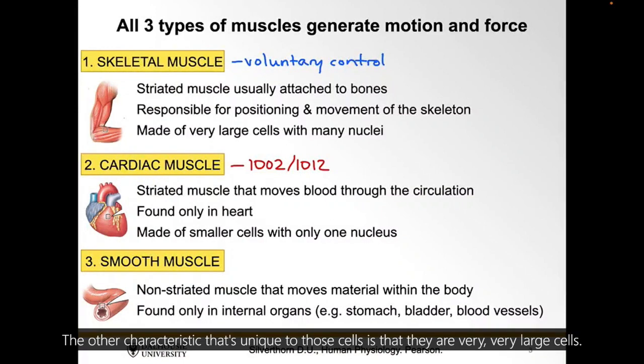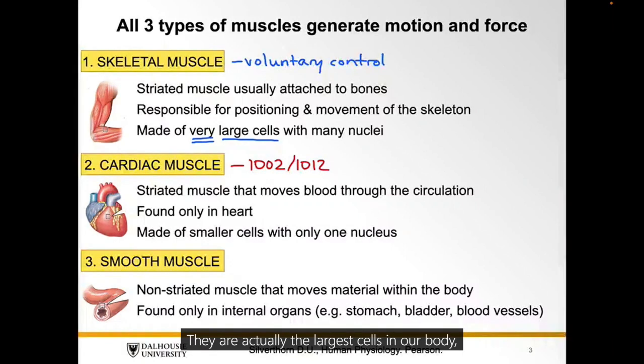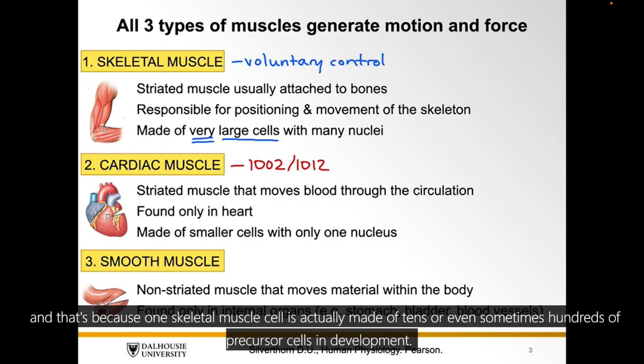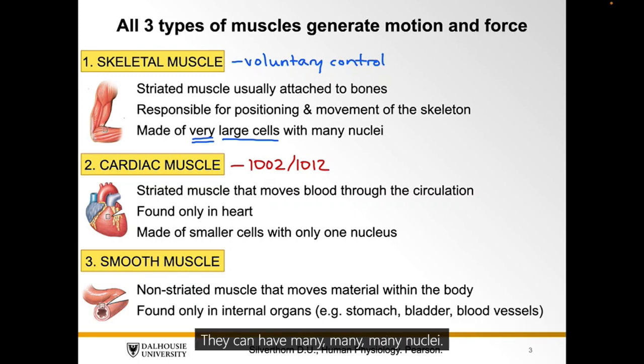The other characteristic that's unique to those cells is that they are very, very large cells. They are actually the largest cells in our body. And that's because one skeletal muscle cell is actually made of tens or even sometimes hundreds of precursor cells in development. So what this means is that when you look at muscle cells under the microscope, they don't have one nucleus like most other cells in our body. They can have many, many nuclei.